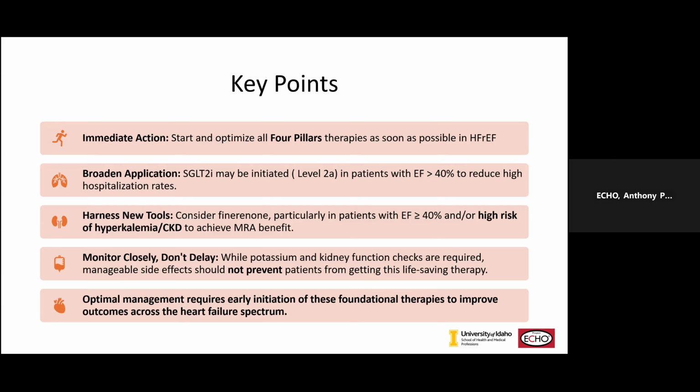Broaden the application. We're looking at SGLT2s in more use in patients with the EF of greater than 40%. Consider finerenone, particularly in patients with greater than 40% or with high risk of hyperkalemia, to also get that MRA benefit. Monitor closely, kind of goes back to that first one.